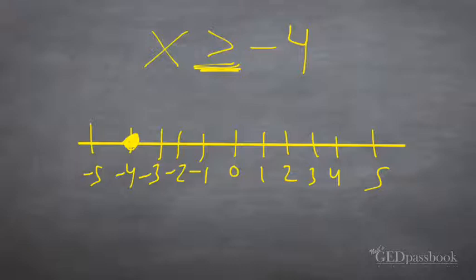I have a right. I have a left. X is greater than negative 4, which means x could be any of these numbers, because any of those numbers are greater than negative 4, right? The shaded part tells us, yes, x could be negative 4, equal to, right? This is how you graph inequalities. Cool, huh?